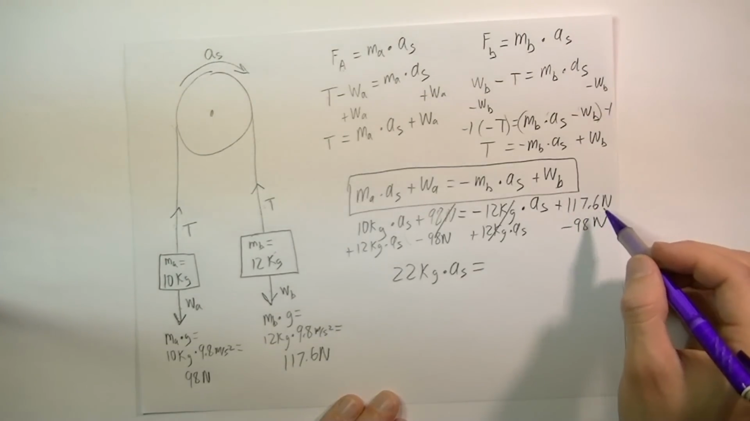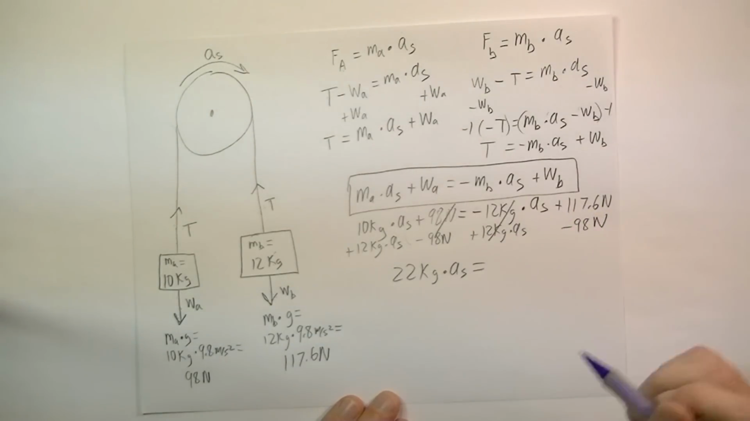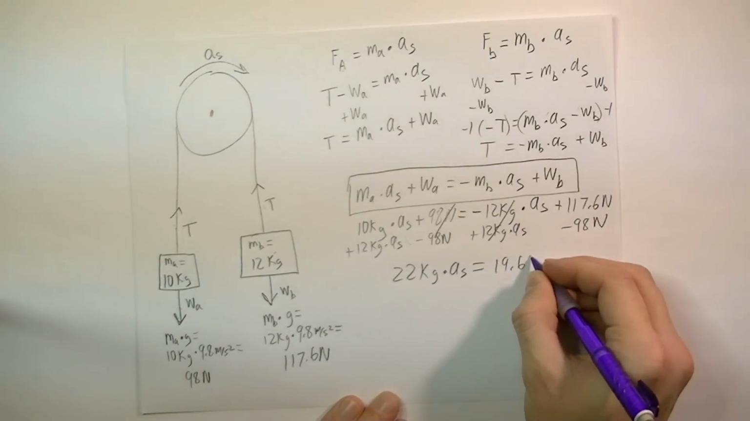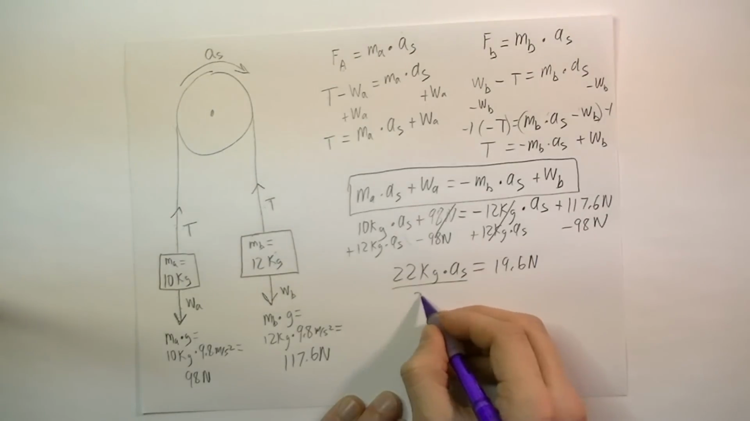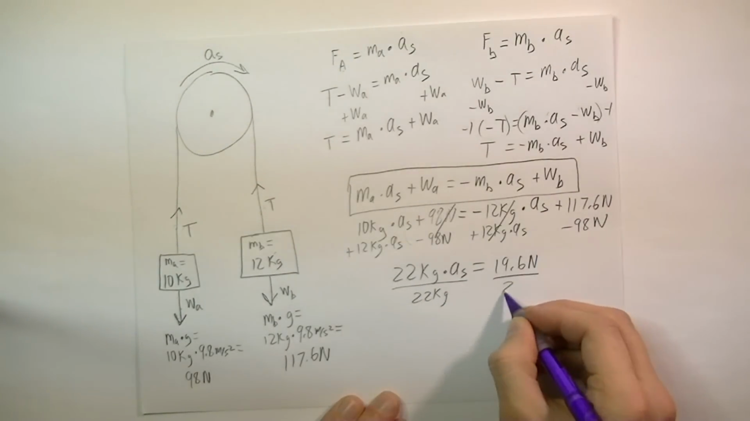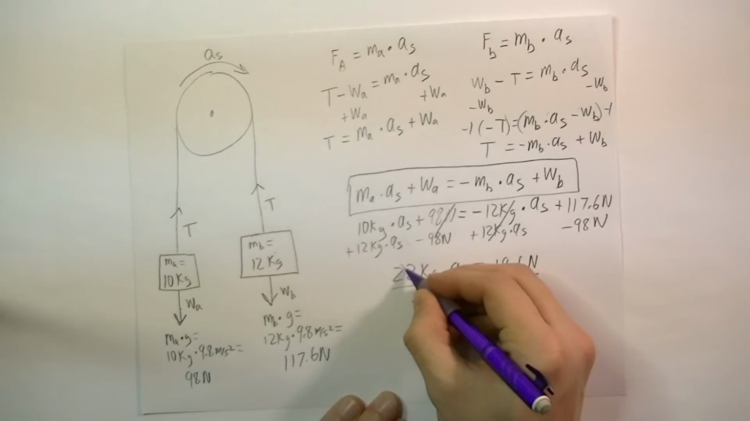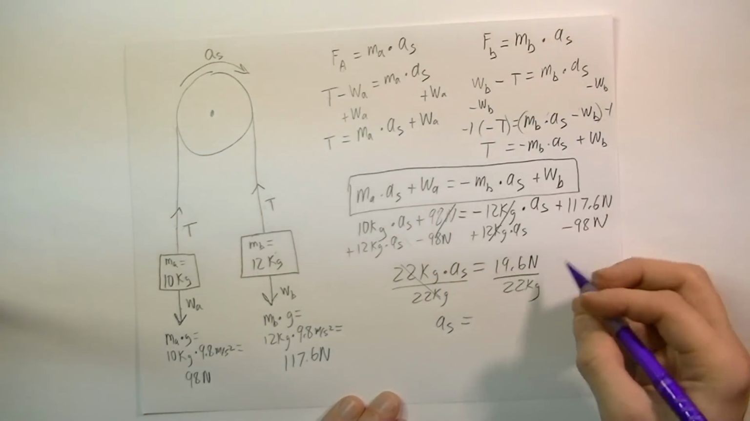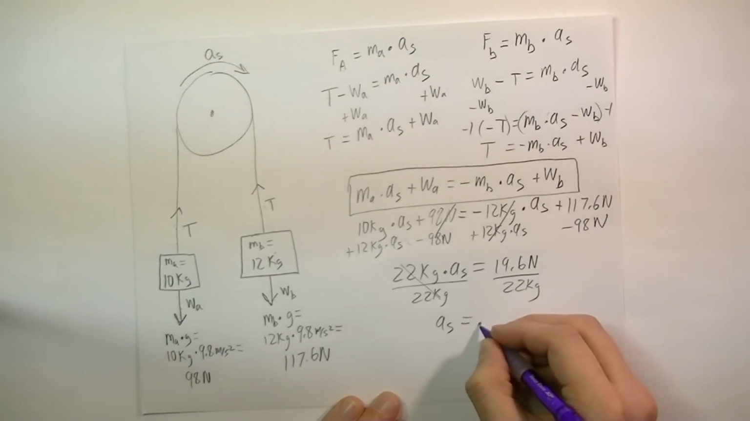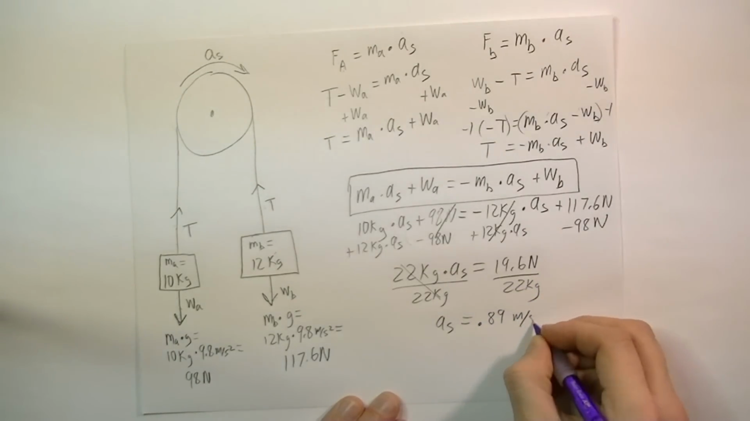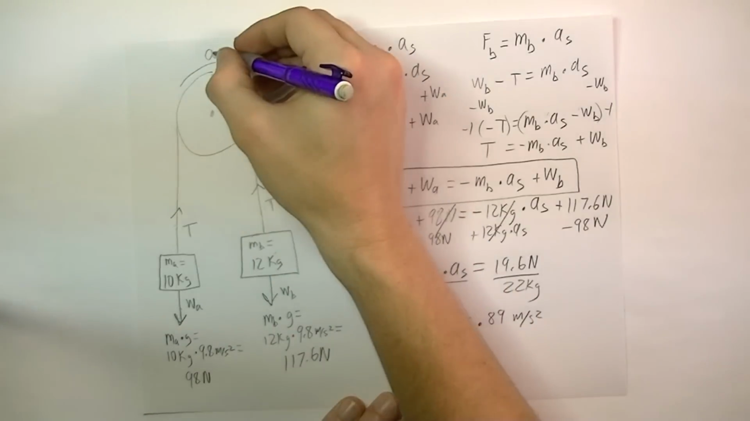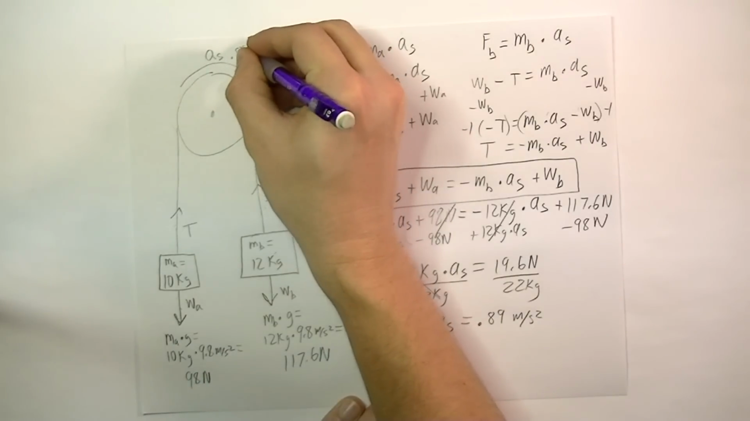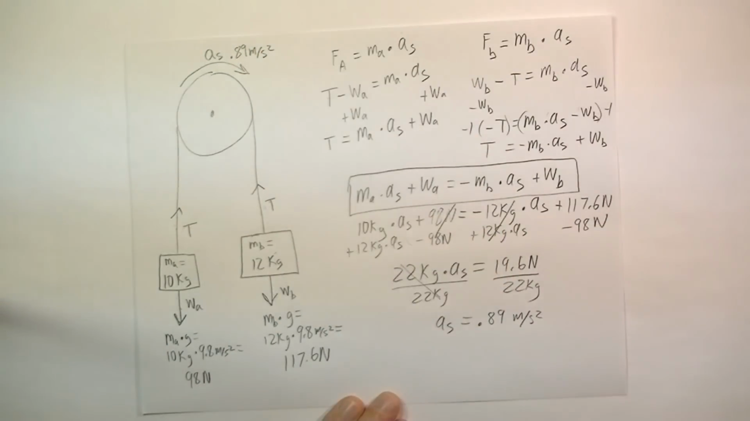117.6 newtons minus 98 newtons, that comes out to be 19.6 newtons. Okay, I divide both sides by 22 kilograms. 22 cancels here, leaving me with the acceleration of the system, and 19.6 newtons divided by 22 kilograms gives me 0.89 meters per second squared as the acceleration. So we just solved for the acceleration here, and we decided that it is 0.89 meters per second squared.